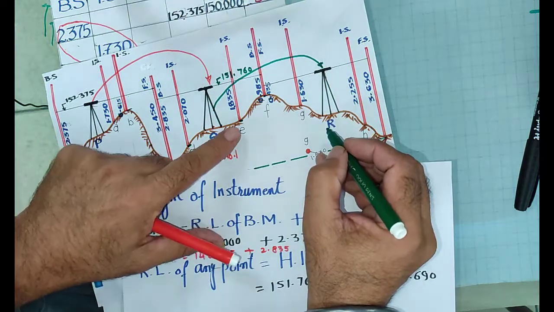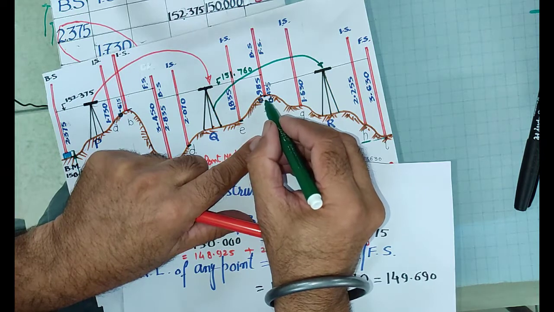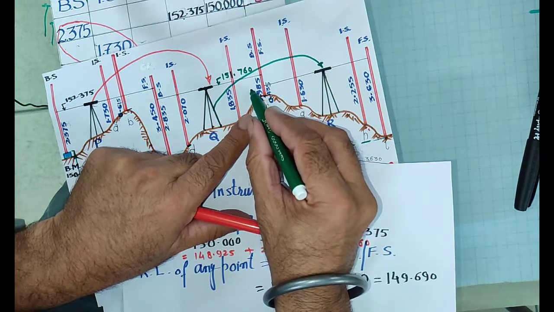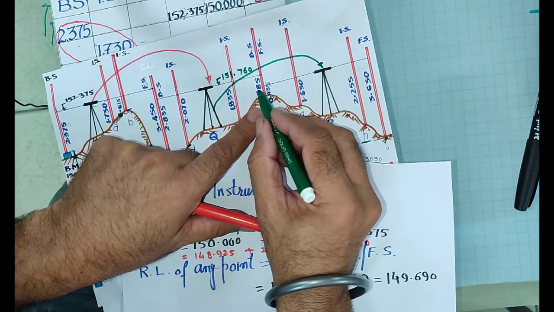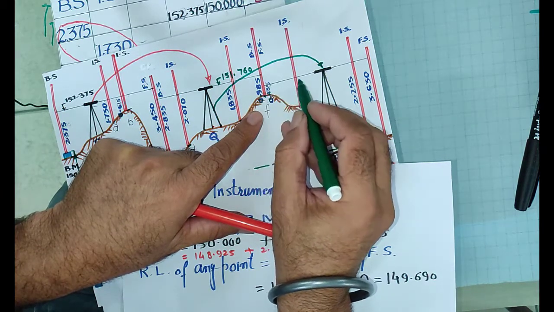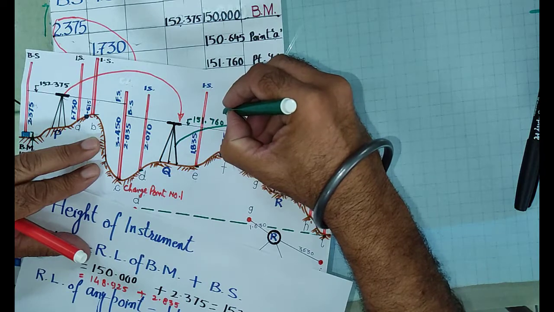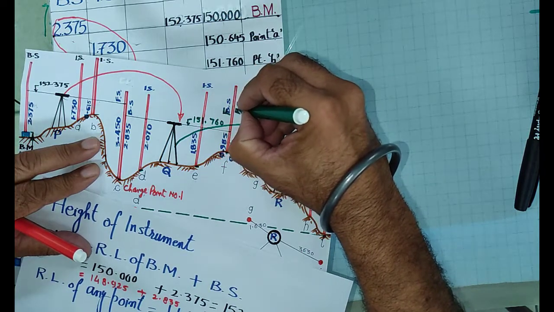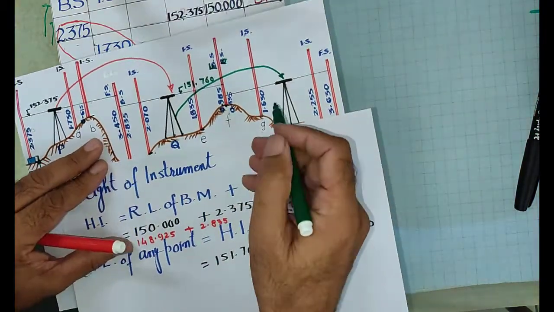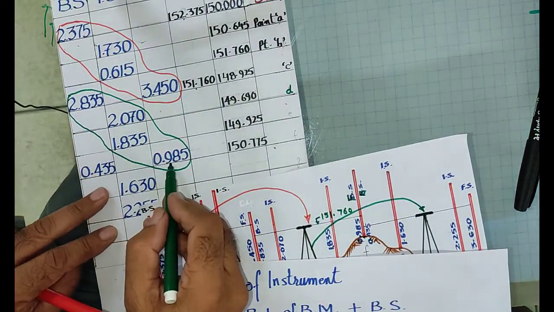To continue the leveling, I have taken the back side again on point F. On F, the leveling staff will not shift from here. So on point F, I first recorded the fore side, then the back side. Fore side is 0.985, then the back side I have recorded as, you can write this as, from here is the fore side and this is my back side. I have written like this. So the back side is 0.435, because these two readings are taken on the same point F.